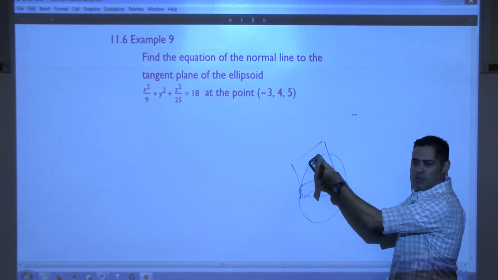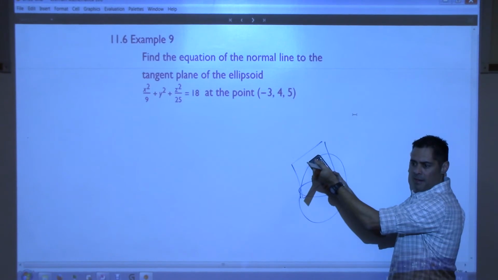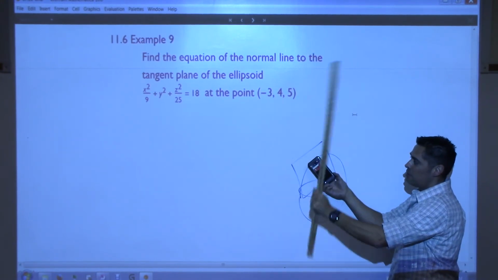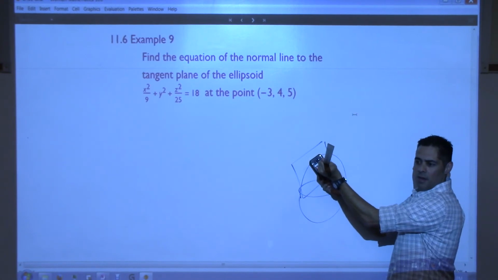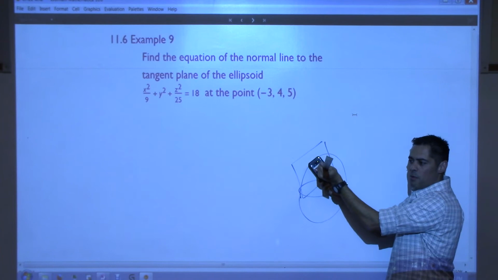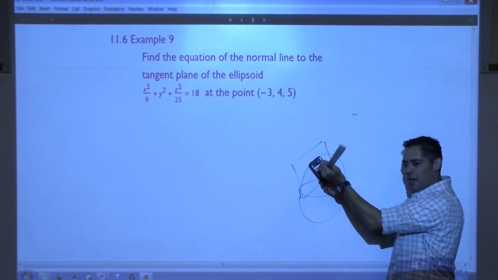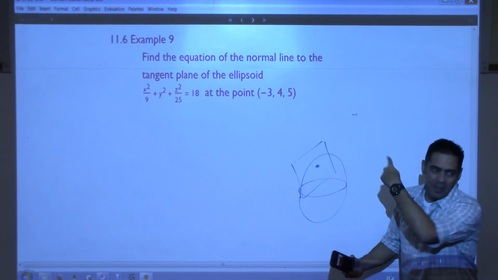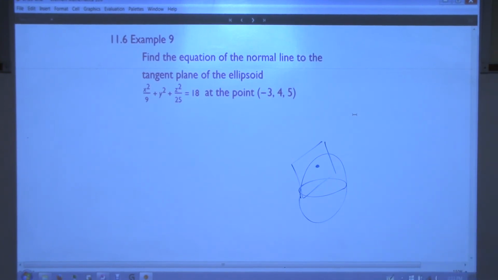Well, what do you need for the equation of a line? A point and a direction vector. Do we have a point? Yes. Do we have a direction vector? It was negative 2/3. It's the normal vector of the plane, which is the gradient vector, right? So once you've answered the previous problem, this problem falls out immediately from it.